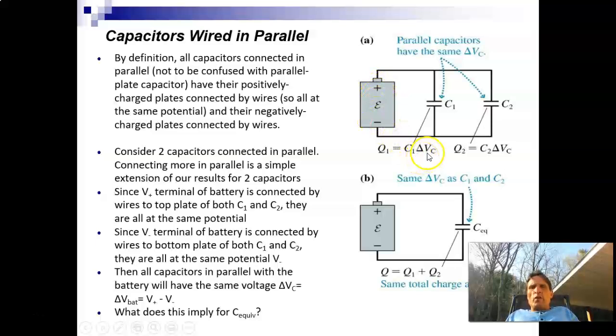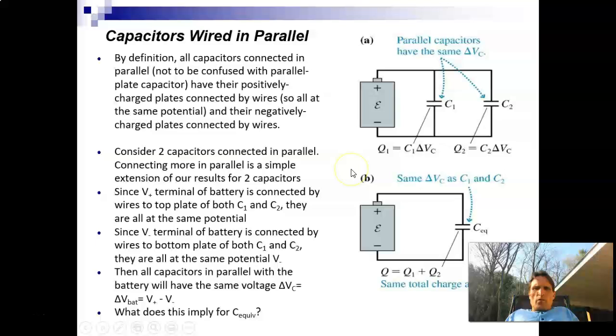And in fact, you'll see when we deal with resistors and other things that any time you connect several things in parallel, they all have to be at the same voltage. They all have the same potential difference. So in this case, the potential difference across all of them is the same. It's delta V_C, which is just the same as the voltage across the battery.